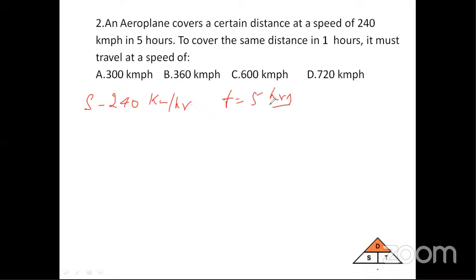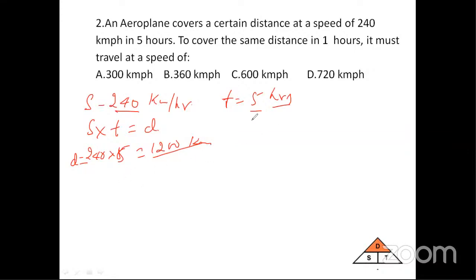Now, when we have speed and we have time, what can we calculate? We can calculate speed into time is equal to distance. So speed is 240, time is 5. So what we will do? 240 into 5. We get 1200 kilometers. So this is the distance. So D is equal to 1200 kilometers.